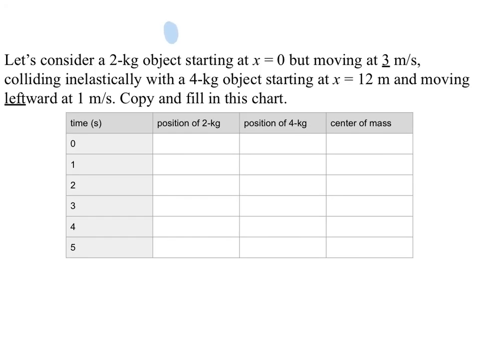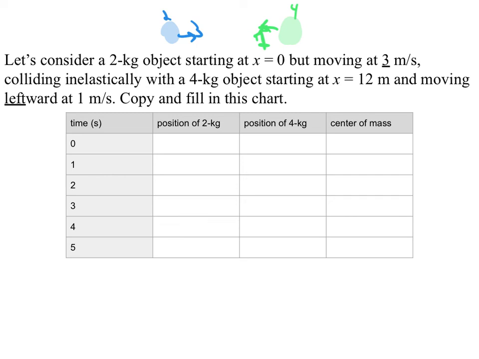We have our 2 kilogram object, and we have our 4 kilogram object moving the other way. But this time, we have 2 kilograms moving at 3 meters per second, hitting something which is 4 kilograms moving at 1 meter per second the other way. And you should copy and fill in this chart, which is just find the positions of both things and of their center of mass.